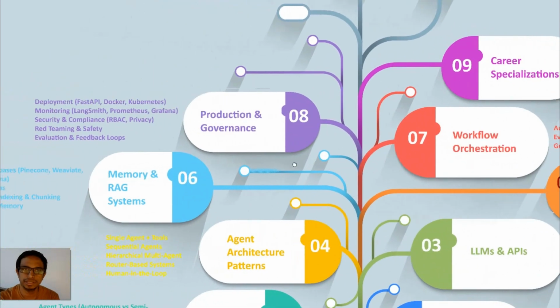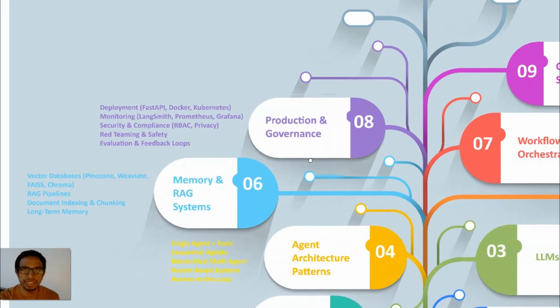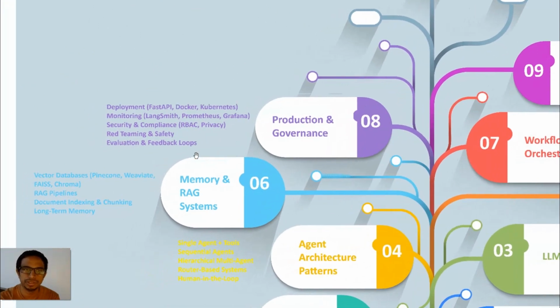Production and governance is about when you take the agentic AI systems into production and how you govern their usage. This is done through deployment using FastAPI, Docker, and Kubernetes, while monitoring can be done through LangSmith, Prometheus, or Grafana. Security and compliance is through RBAC and privacy. Red teaming and safety are part of the way you govern the production system. And then the evaluation and feedback loop is part of the production deployed environment.